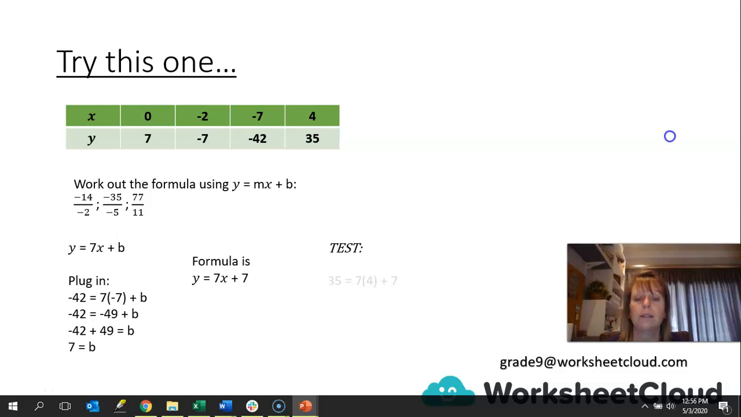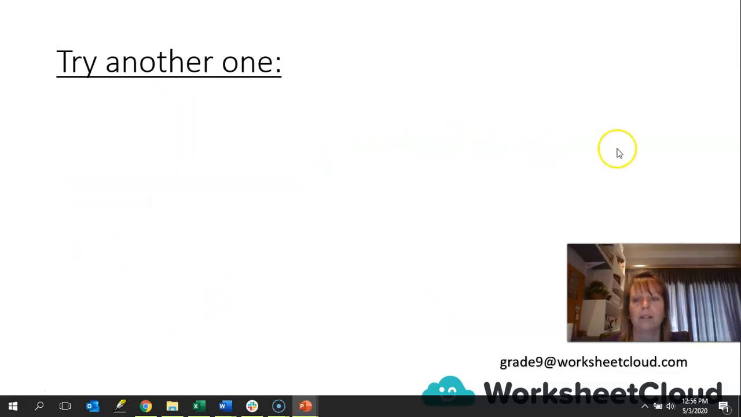Right, test it. Let's add it into another one. Let's use this one here. Make sure that it works for this one. Again, I've put 35 in this time for my y, and I have substituted in the 4. So we're going to calculate it out. 35 stays as 35. 7 times 4 is 28. 28 plus 7 is 35. Okay, so my right hand side and my left hand side are the same, and that means that my formula is correct. Okay, let's try another one.